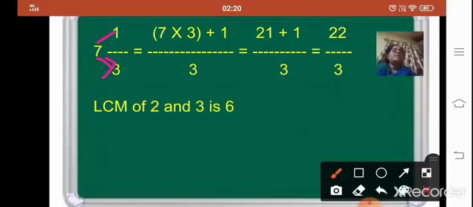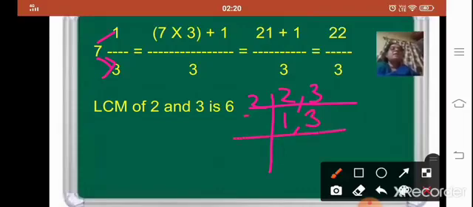Now you will find the LCM of 2 and 3. Okay. So LCM of 2 and 3, how will you find? So first you will draw a line. You can directly find the LCM of 2 and 3. So 2 1s are 2. This 3 will remain as it is. 3 is divisible only by the number itself. So LCM of 2 and 3 is 2 3s are 6.